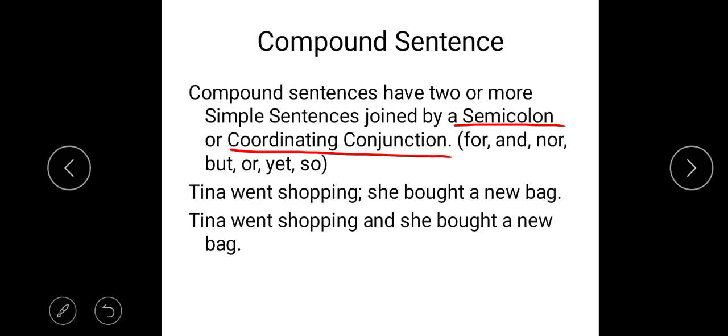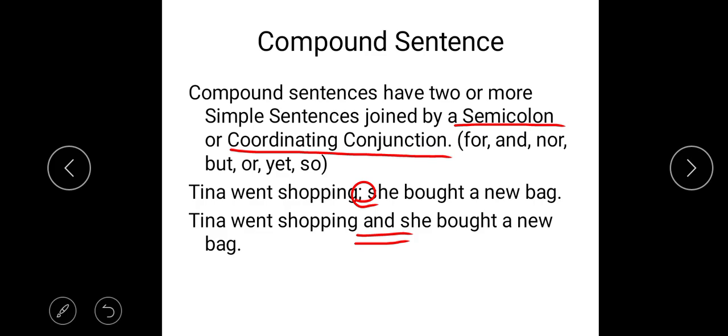We have an example here. Tina went shopping. She bought a new bag. These two sentences are combined with a semicolon in the middle. And the second sentence: Tina went shopping and she bought a new bag. So and is a word that combines the two simple sentences.